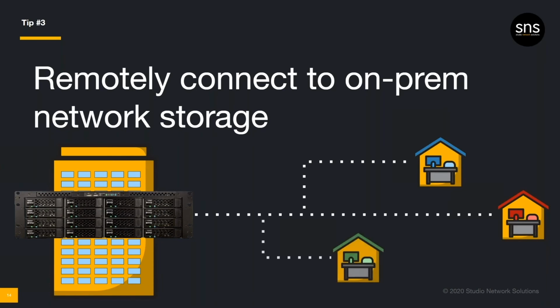Third, remotely connect to your on-prem network storage. Again, this sounds like a no-brainer that you would need to connect back to the office, but the tip here is really more about how to connect to your on-prem storage. There are two main ways that you can do this, via a VPN connection or a remote desktop.